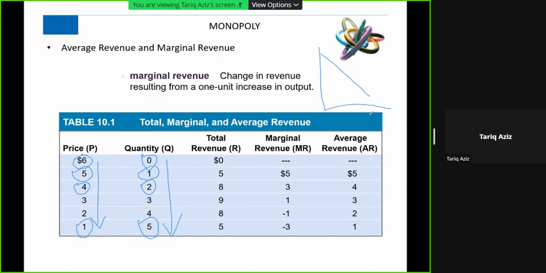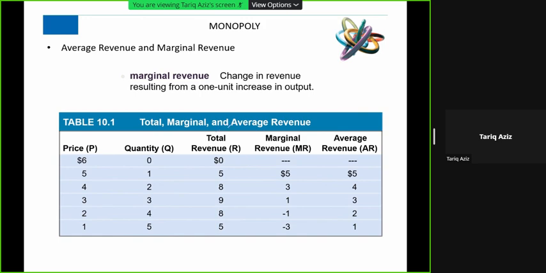Downward sloping means, this is price and this is quantity. So the higher the price, the lower will be the quantity. If we reduce the price, the quantity sold will be higher. So that is why this curve is downward sloping. Downward sloping means the relationship between P and Q is inverse, they are negatively related with each other. If one thing is increasing, another thing will decrease.